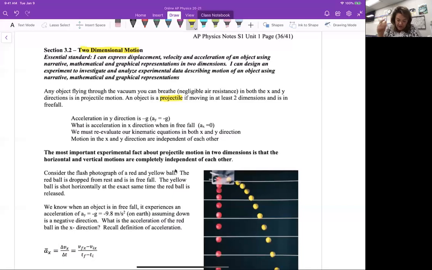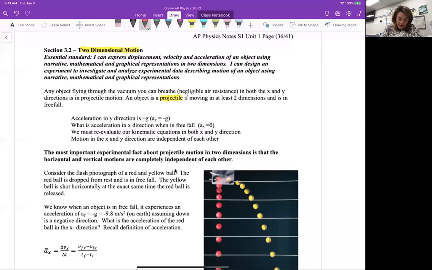Okay, so I want to define what is a projectile. Objects that fly, now this is Mr. P's flipping physics words, through the vacuum you can breathe. In other words, he sucked out all the particles, but we can still breathe in it, but it's really not true. But nevertheless, it's a fancy way of saying 0 air resistance. So we're going to assume that air resistance is negligible.